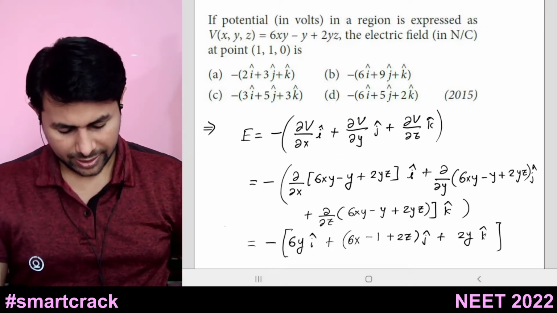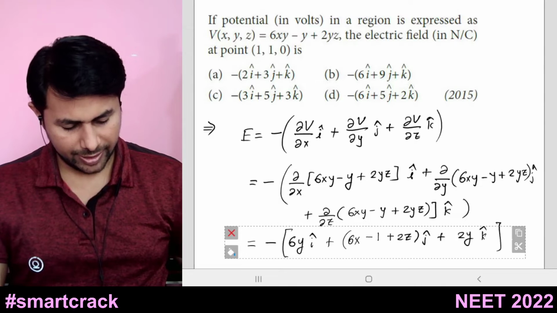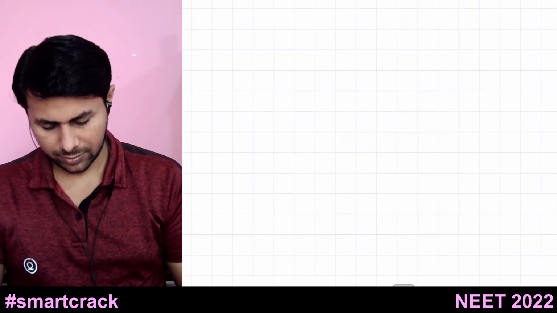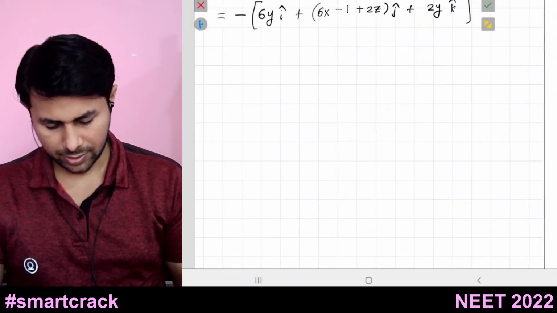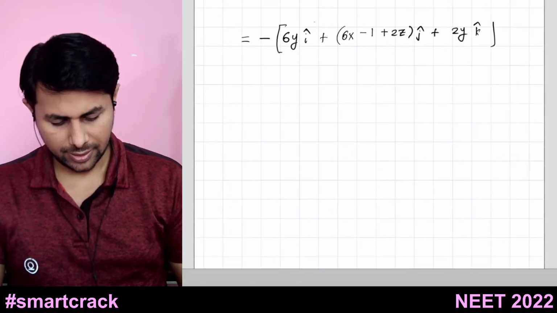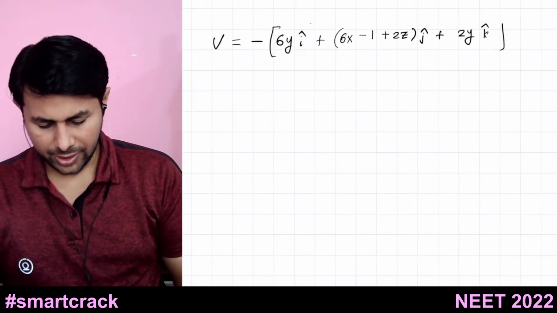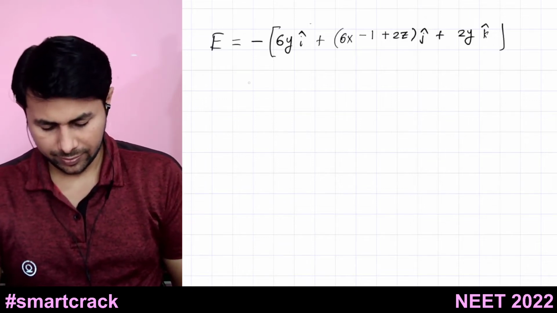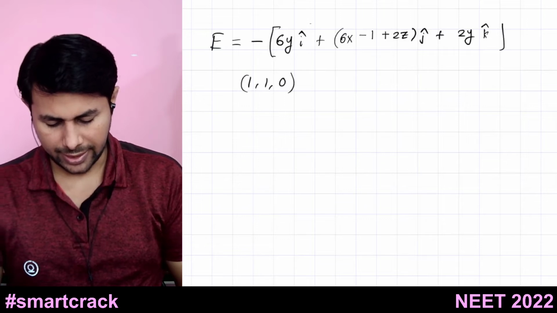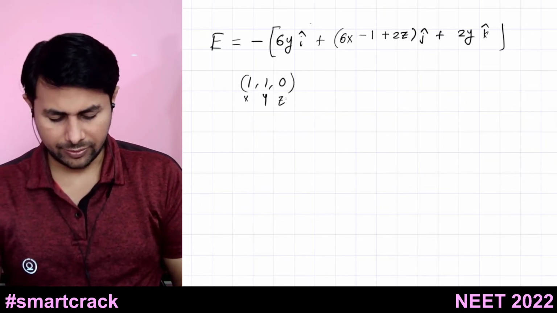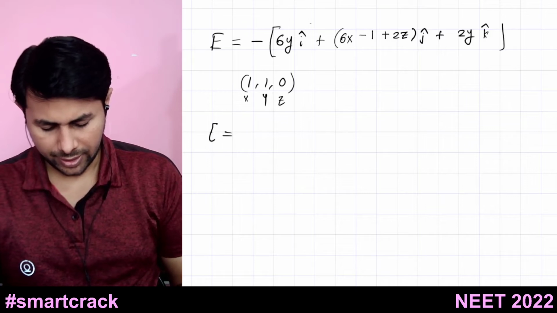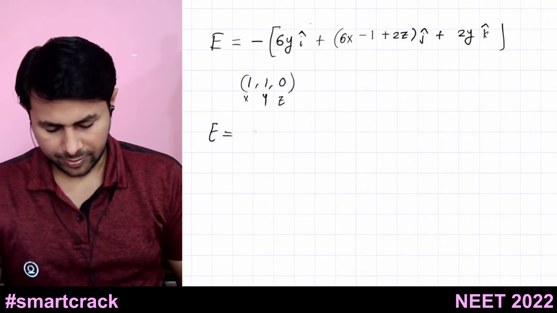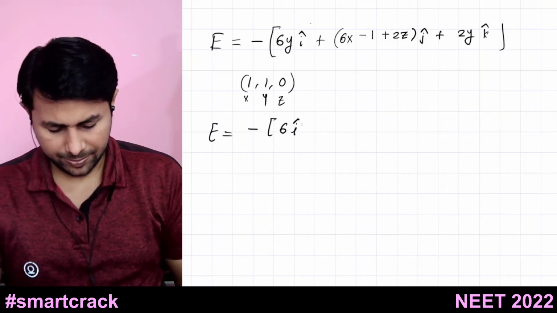For that, I will take this formula on the next page. Let's paste it. So this is the electric field, and we want it at (1,1,0), right? x equal to 1, y equal to 1, z equal to 0. So let's substitute that. So E, we get 6 times 1 into i cap, so minus 6 i cap.